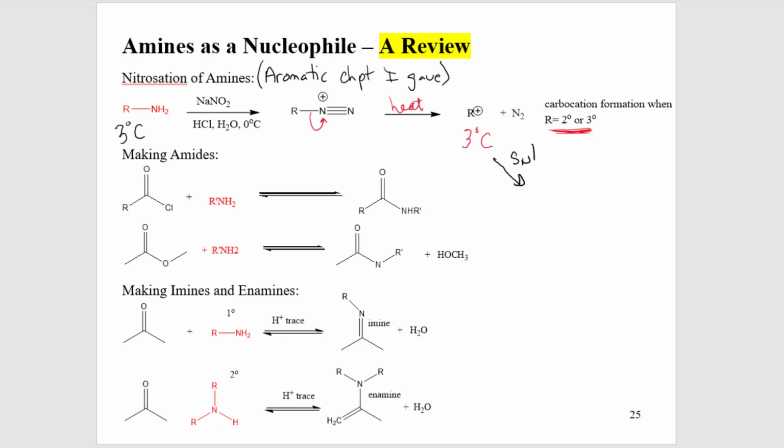Going back to the ketone aldehyde chapter, we were using amines, primary amines, to react with ketones and aldehydes to give us imines, and we were reacting secondary amines with ketones and aldehydes to make enamines. So we've been using amines as reagents or nucleophiles all along, right? Nothing is new here. This is just a reminder that you are comfortable in a way that you maybe didn't recognize, working with amines as nucleophiles.